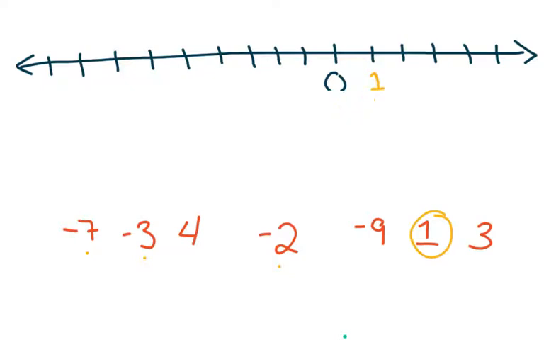Alright, that's 1. How about 2? Nope, we don't have a positive 2, but we do have a positive 3. So 2 would go right here. I'm not going to label it, but I will put 3 in the third space to the right of 0. Do I have any other positive numbers? Oh, yes I do. I have 4. So 4 goes 1 space to the right of 3.